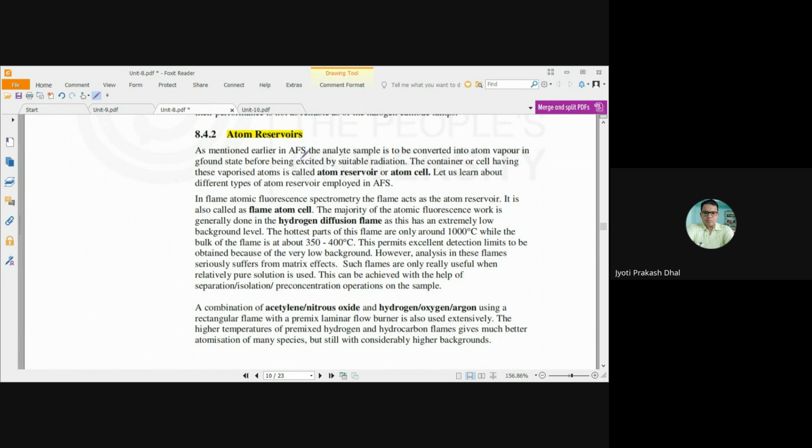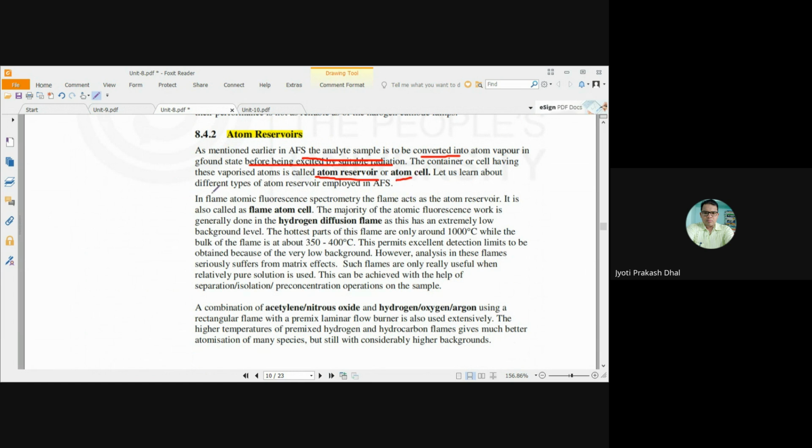In the atom reservoir, the analyte sample is converted into atom vapor in the ground state before being excited by suitable radiation. That means the analyte is first converted into isolated gaseous atoms, or atom vapors, in the ground state, and then the atoms in the vapor state, where the electrons are present in different ground states, undergo excitation by absorption of suitable radiation. The container or cell having these vaporized atoms is called the atom reservoir or atom cell.